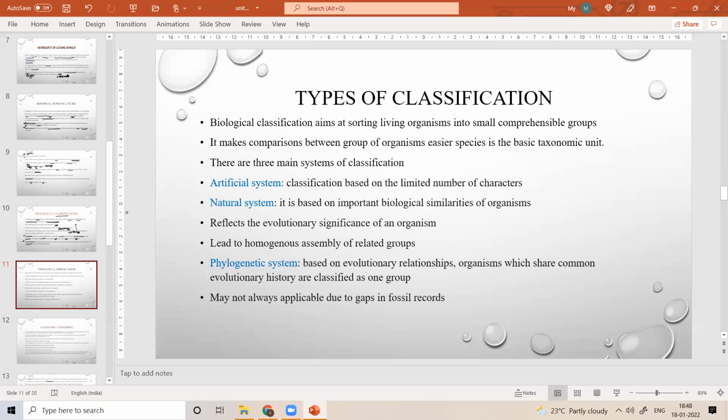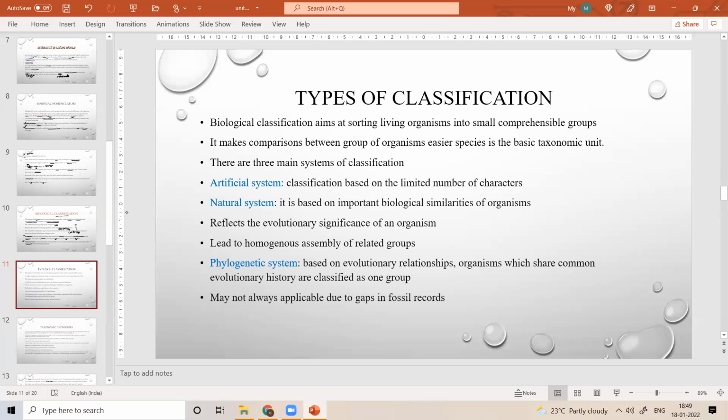And what are the different types of classifications? There are different types of classification. If we consider many things, that is one type of classification. If we take only a handful of characters to classify organisms, that is another way of classification. If we only consider the evolutionary relationships of some organisms, that is another type. So based on the motive there are different types of classifications.